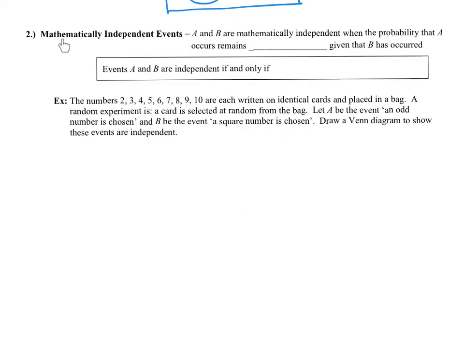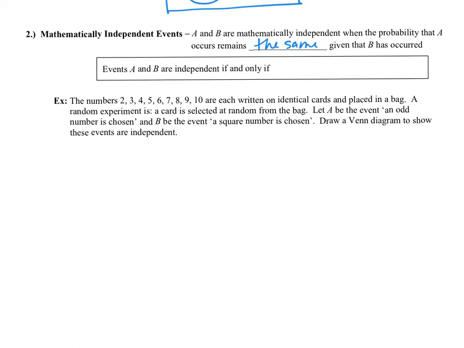So now let's talk about mathematically independent events. So here's the definition. A and B are mathematically independent when the probability that A occurs remains the same given that B has occurred. Okay, let's think of a couple of examples. One example would be that I flip a penny and then I flip a nickel. Okay, so after I flip the penny, which I could get heads or tails on, next I'm going to flip a nickel. Well, I could get heads or tails on the nickel. The outcome of flipping the penny has no effect at all on the outcome when I flip the nickel.